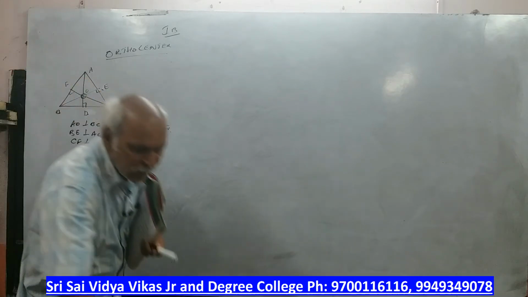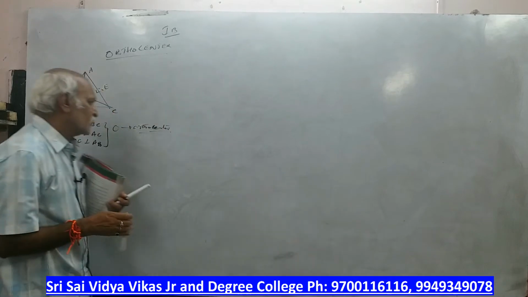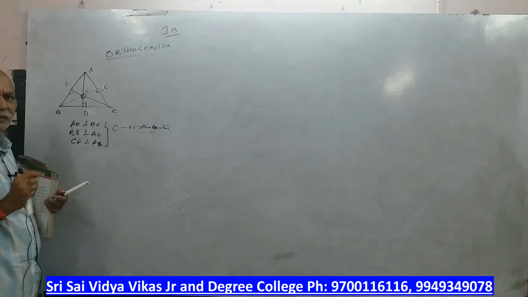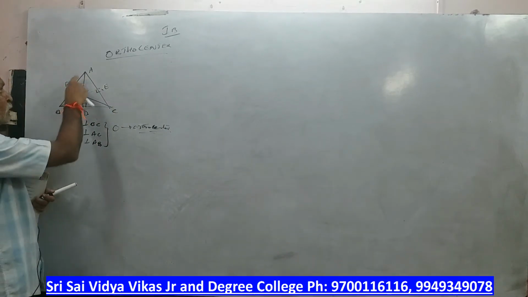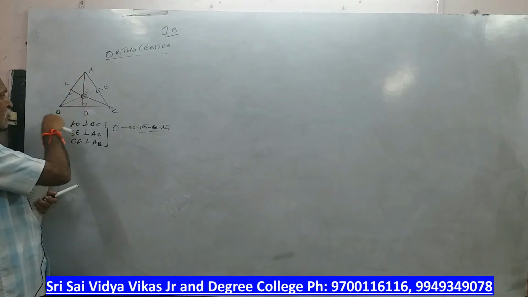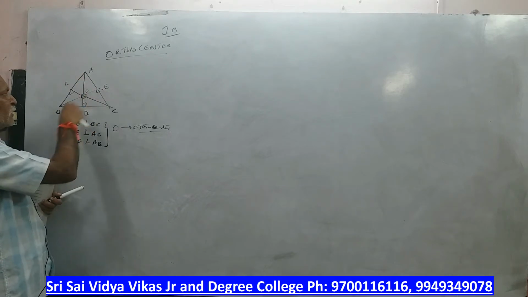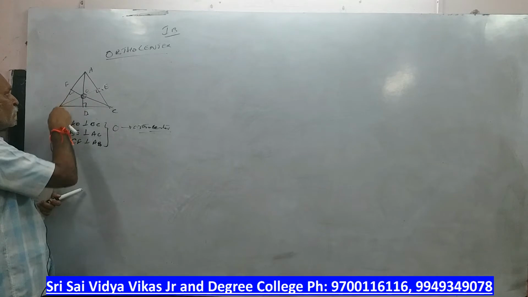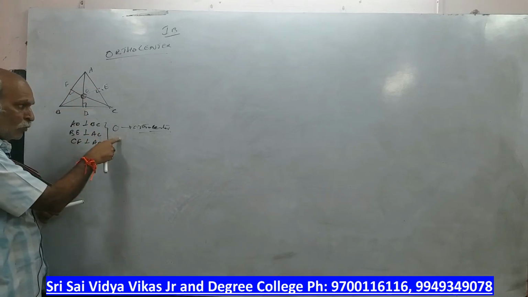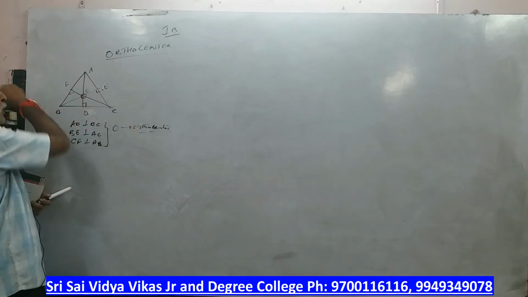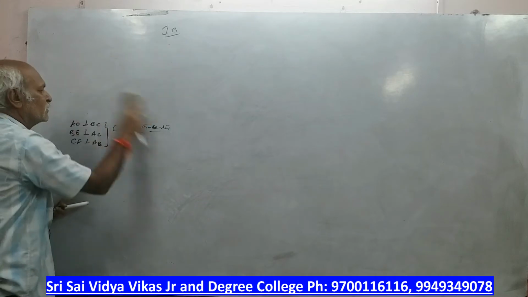So the orthocenter uses the perpendicular concept, and using it we will be doing the problems. What you have to do: AD is perpendicular to BC, BE is perpendicular to AC and CF is perpendicular to AB. All of these will meet at O, sir. That is called the orthocenter. Let us see problems based on this.